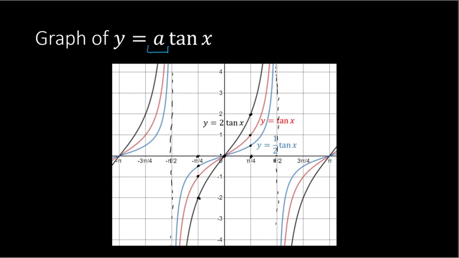So that's what we need. We need to figure out the asymptotes. We need to figure out the x-intercept, which for tangent would always be through the point 0, 0. And then find 2 other points in order to figure out how steep the graph is going to be.